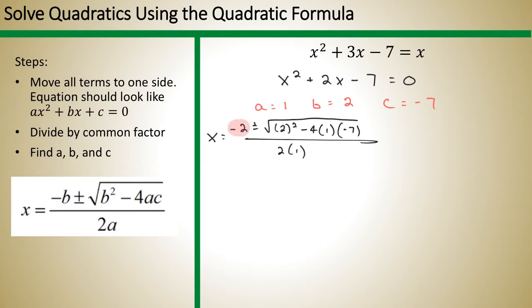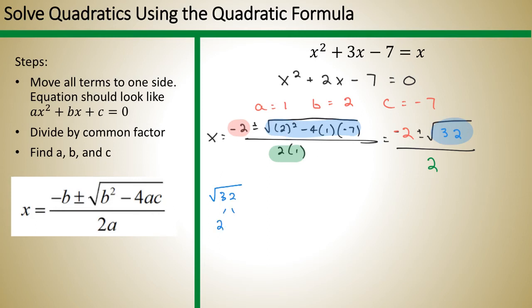So simplify that part, simplify that part, and simplify that part, and we're going to have negative 2 plus or minus the square root of, 2 squared is 4, minus 4 times 1 times negative 7, that's going to end up being plus 28. So we actually have 32 on the inside of the radical. On the bottom of this thing, we've got a 2. So now what we're going to do is try to simplify this. And this time we actually can simplify the square root of 32.